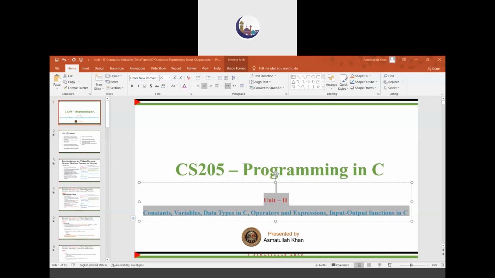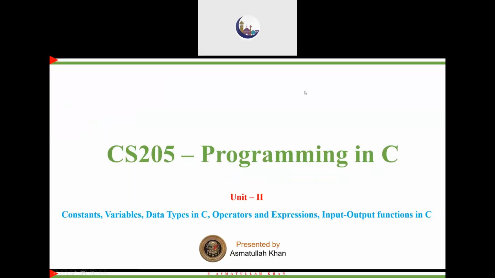So let's begin with our class without wasting much time. Just for clarity's sake, before we start our class, is my slide visible or not, and am I audible or not? Can anyone just let me know whether this slide is completely visible and my voice is reaching you or not? Is this slide visible? Shall we start with our class? Yes, sir. Okay, thank you.